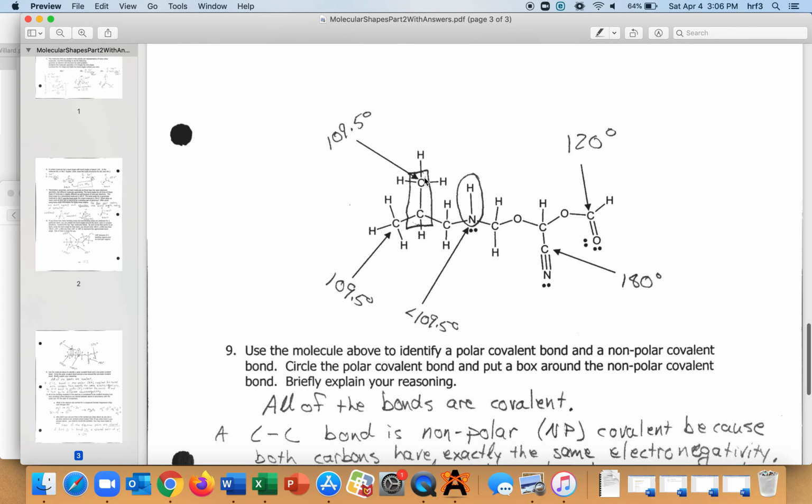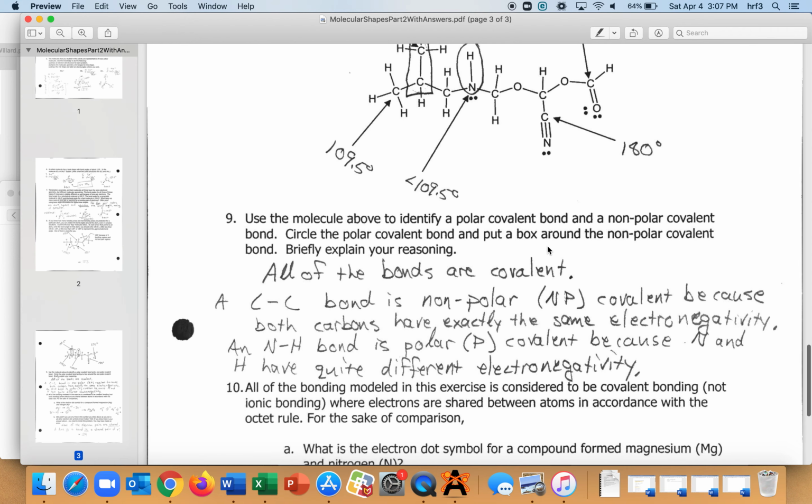4 groups here, 109.5. 1, 2, 3, 4 groups here, a little less than 109.5 because one of them is a lone pair. 4 groups there, 109.5. 1, 2, 3 groups is 120. 1, 2 groups is 180.